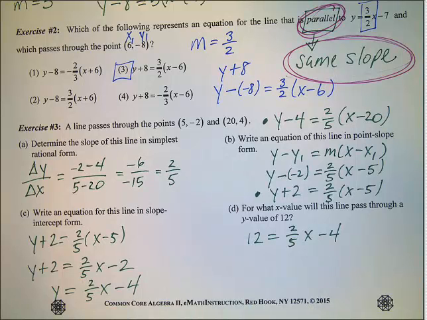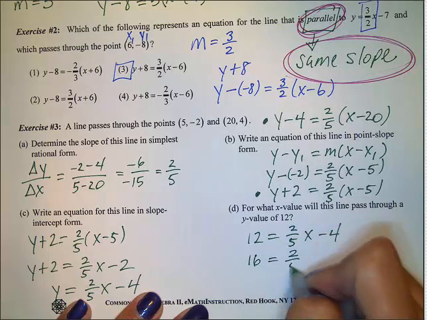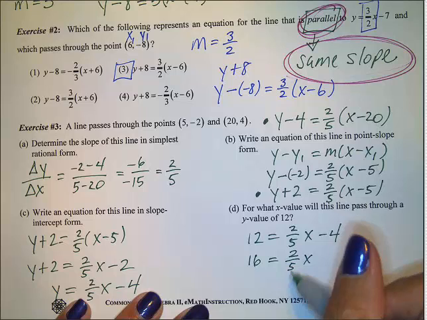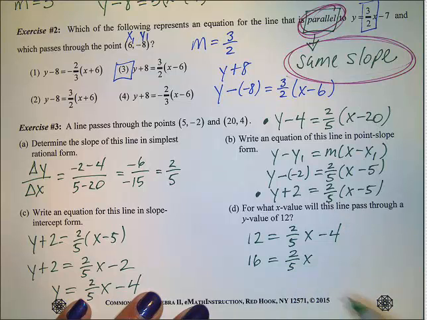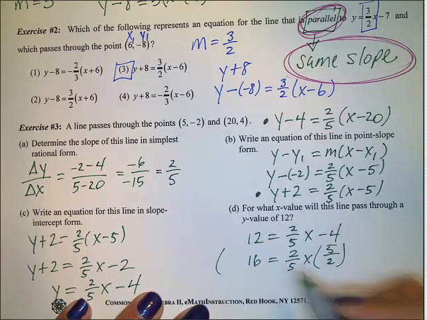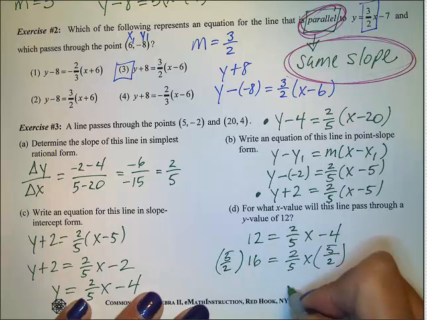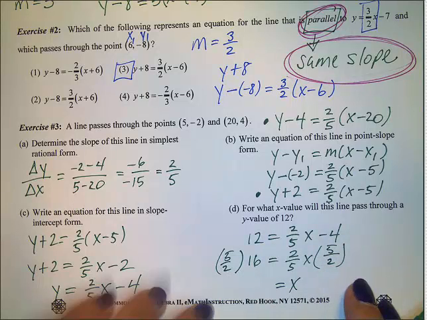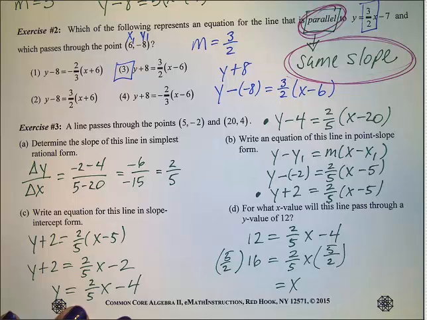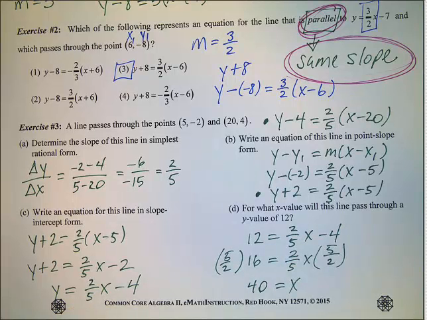So I'm going to add 4. I get 16 equals 2/5 x. To get rid of 2/5, I could divide by 2/5, but it is better to multiply by the reciprocal, 5/2. Plug this in your calculator, and you'll find out that x equals 40. So this graph has an x value of 40 and a y value of 12.